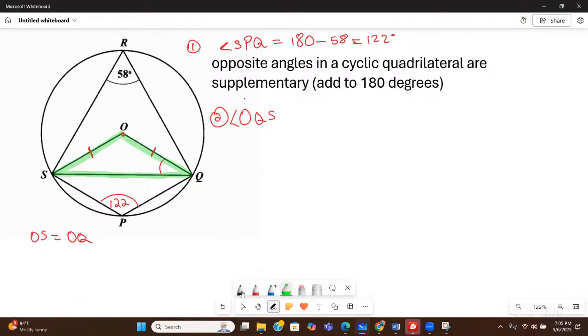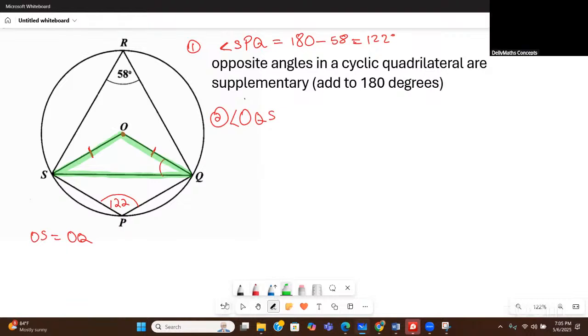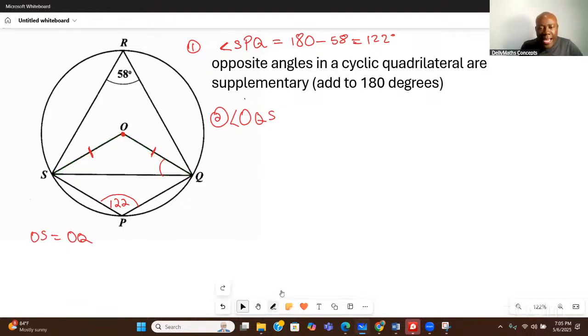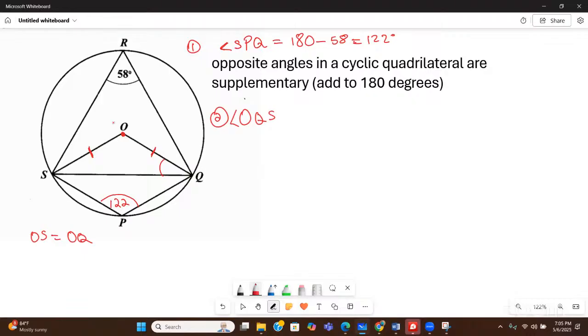Sorry, a mistake. I should say isosceles. So because it's an isosceles triangle, if I can find this angle now at the center, there is a rule that links the angle at the circumference to the angle at the center. If I can find that angle, then I could use it to work it out.